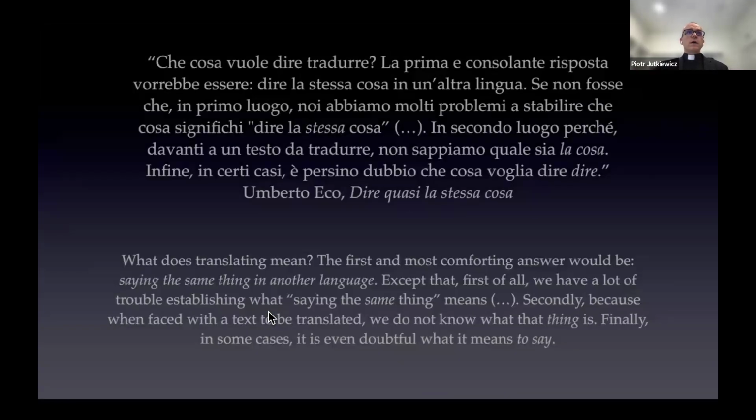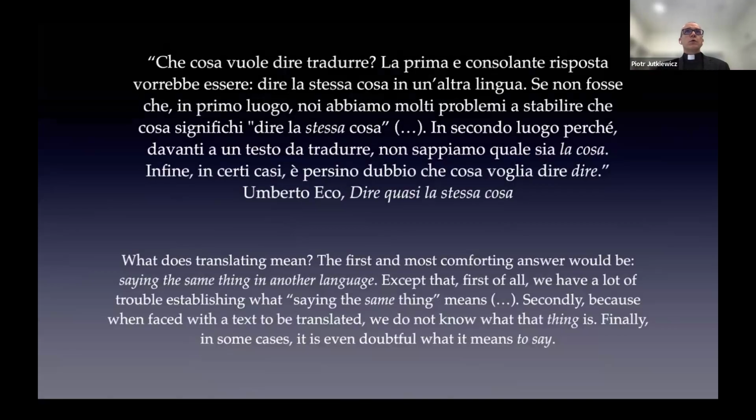I would like to begin with these well-known and brilliant words of Umberto Eco. What does translating mean? The first and most comforting answer would be saying the same thing in another language, except that, first of all, we have a lot of trouble establishing what saying the same thing means. Secondly, because when faced with a text to be translated, we do not know what the thing is. Finally, in some cases, it is even doubtful what it means to say.